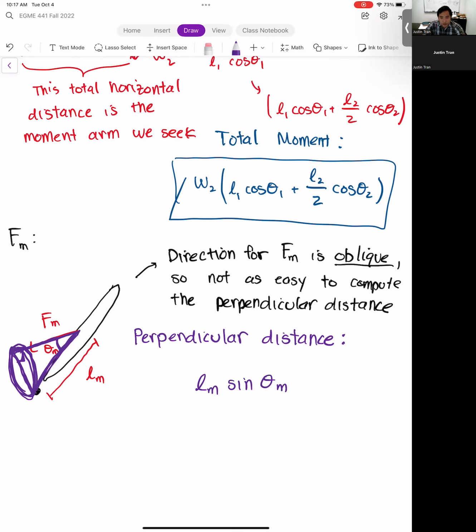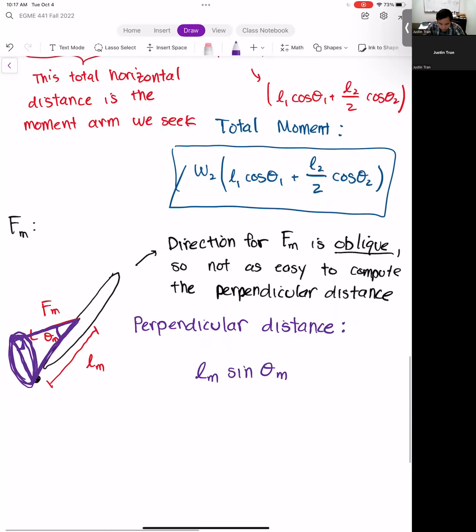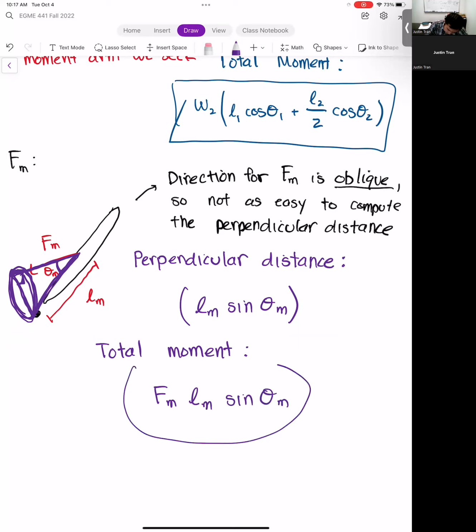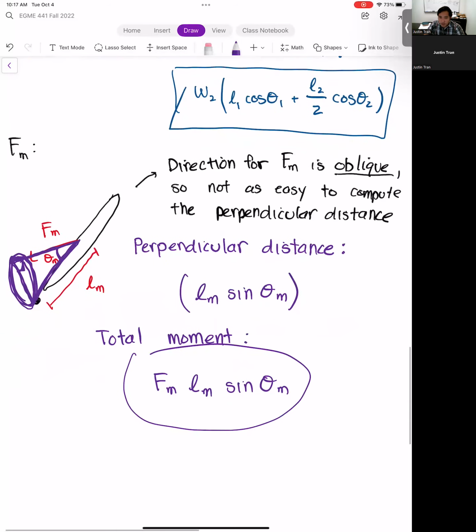So actually, that wasn't that bad. If you wanted to look at it this way, that would be another way you can do it. Knowing that the perpendicular distance is Lm sine of theta m, the total moment in this case is Fm Lm sine of theta m. So that's actually a valid way to do it, and you learn something new every day. I learned how to actually apply that perpendicular distance.